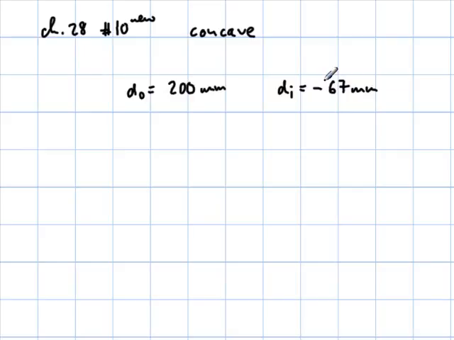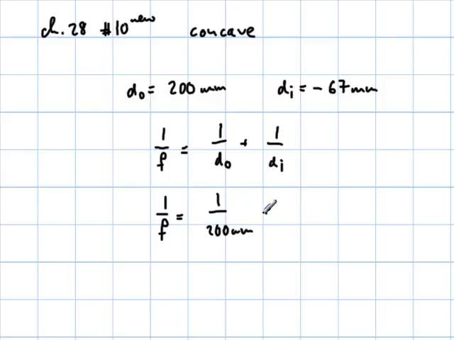The image distance on a concave lens is always considered to be negative, and it makes sense. If we left that out, we would come up in our calculation with a positive focal length, which would indicate a convex lens, and that's not the case, so we actually need that negative. You'll see that in a moment. So the equation is the same. 1 over f equals 1 over dO plus 1 over dI, and plugging in numbers, it's going to be 1 over 200 millimeters plus 1 over negative 67 millimeters.